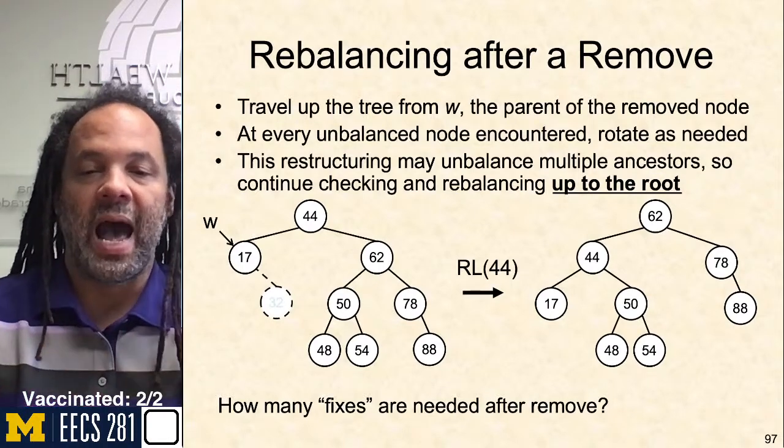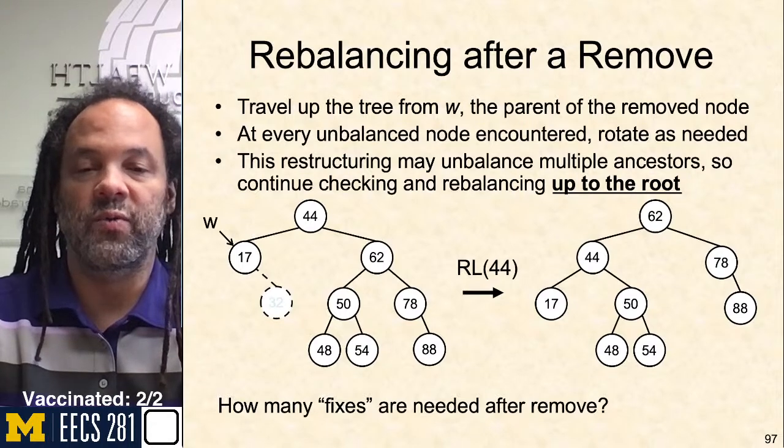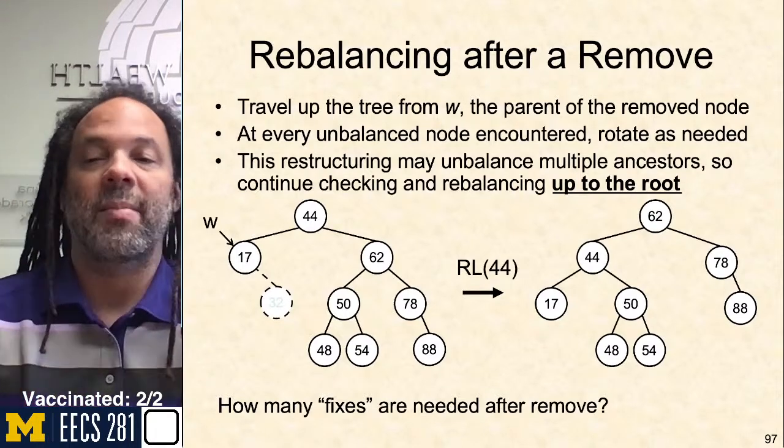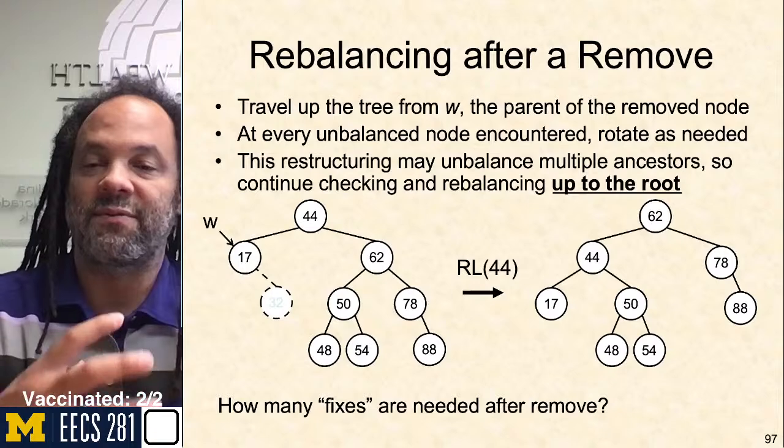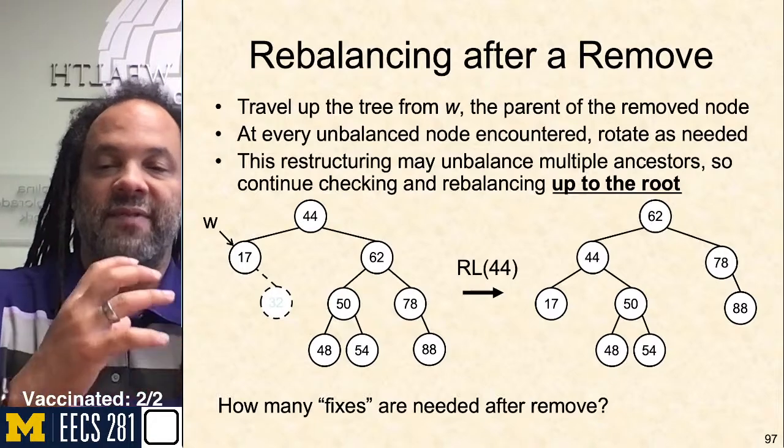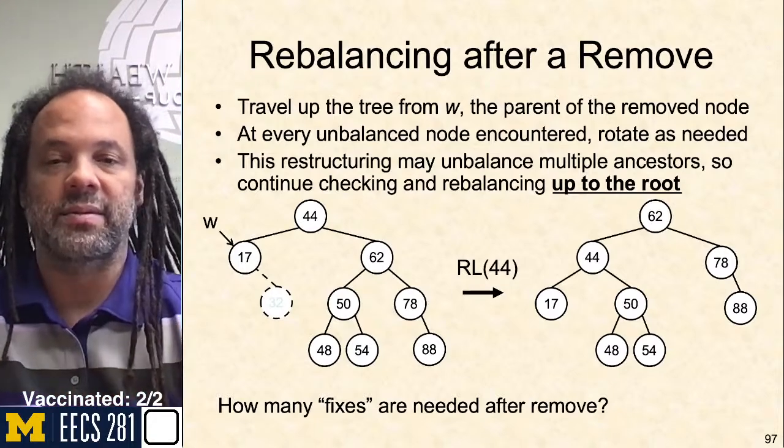So the question is, how many fixes are needed after remove? Well, after this remove, there was 1. But after a remove in general, we have to fix our way all the way up to the root because we may find some other things that got unbalanced.